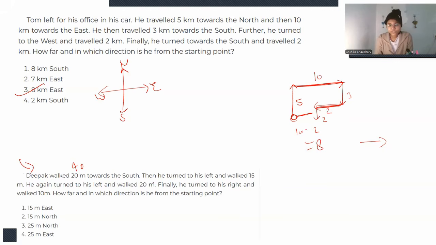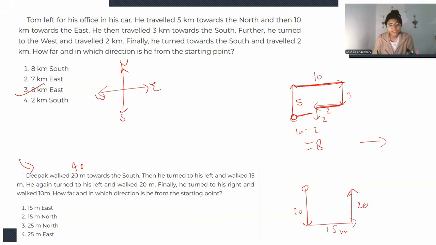Deepak walked 20 meter towards south. So towards south, that means here, right? 20 meter. Okay, this is the starting point. Then he turned to his left and walked 15 meter. His left. So he was here. So his left will be this side, and he walked 15 meter. He again turned to his left and walked 20 meters. So this time his left would be here and he walked 20 meters. So here it would be 20 meter.